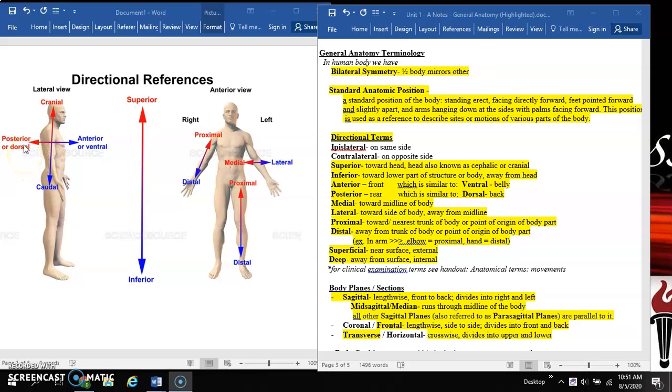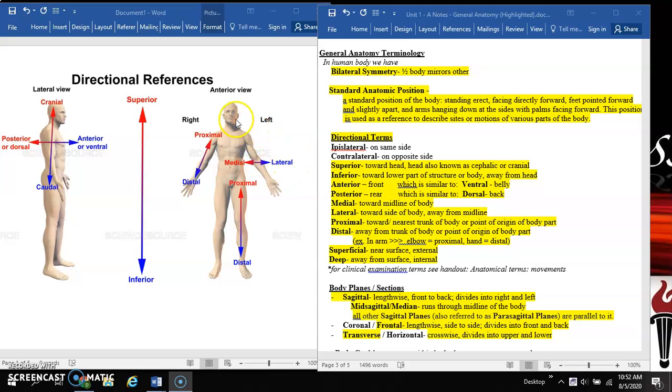Now, posterior and dorsal are toward the rear, and dorsal actually refers to the back. So on those two, they're also the same in a human. So anterior and ventral are the front or belly, and posterior and dorsal are the rear or the back. The next few terms are going to be kind of comparative terms. For example, medial and lateral refer toward the midline or away from the midline. Medial is towards the midline, and lateral would be away from the midline.